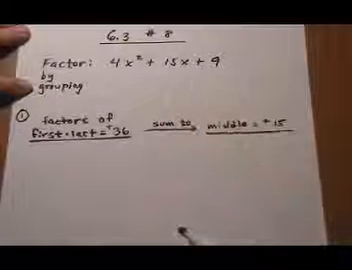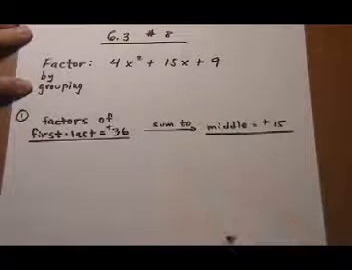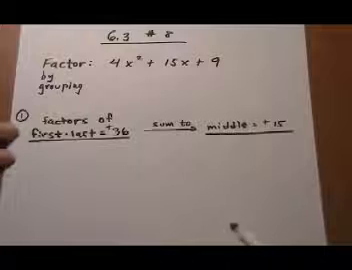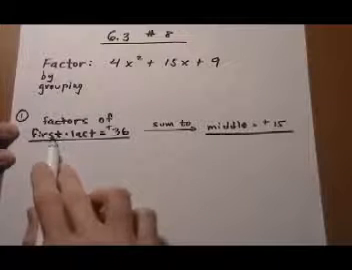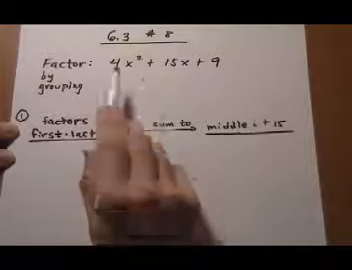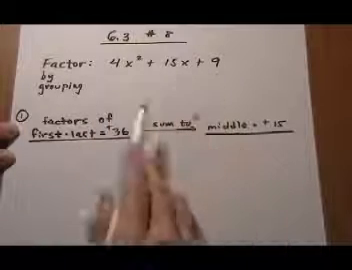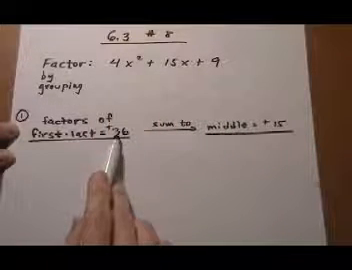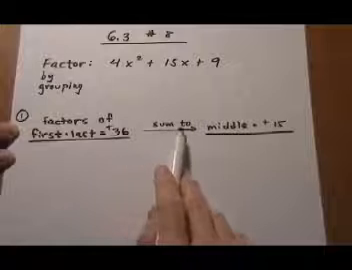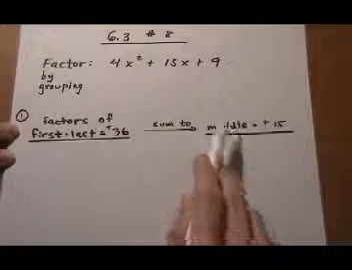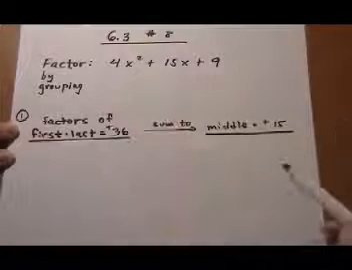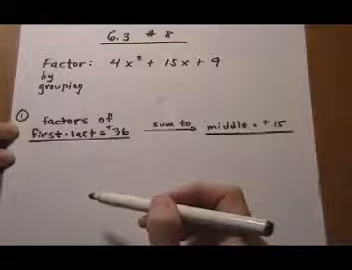So here's how we're going to figure out what to break the 15 into. First, we're going to look at factors of the first term times the last term, so 4 times 9, which is positive 36. And we're going to see which ones of those add up to the middle term of plus 15. And whichever one works, we're going to use that to split the middle term.